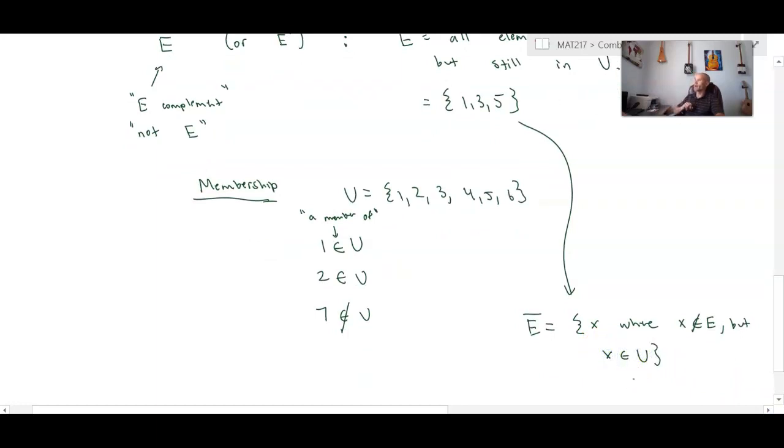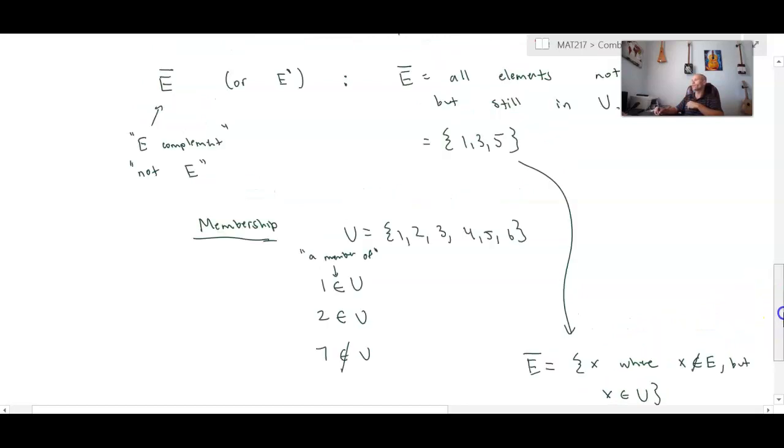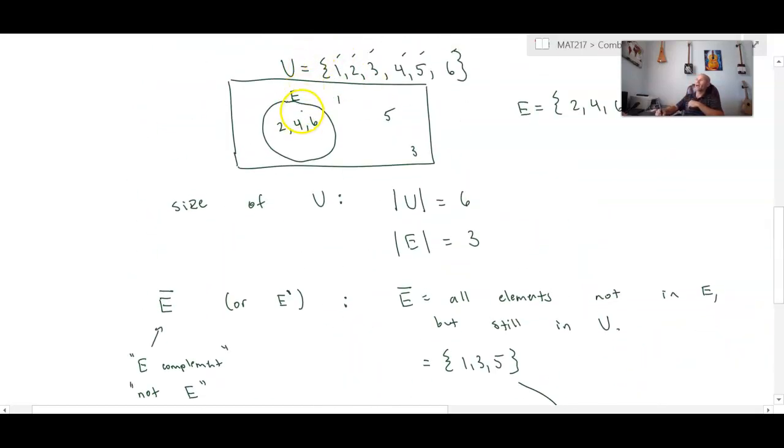Okay, let's unpack that real quick here. We're saying that E complement is the set of all elements X. X is just the name, describing all the general elements in the set. The set of all elements X, where X is not inside of E, is not a member of E, but X is still within the universe. So what we meant by that is the set of E complement contains 1, 3, 5. Those are elements that are not inside of E, that are outside of E, but that are still housed within this outside box. So they're not inside the circle, but they're still inside the box.